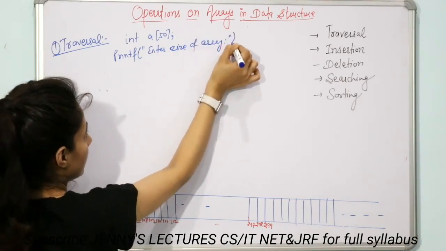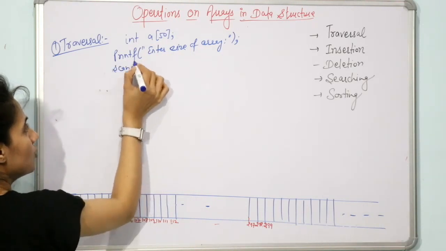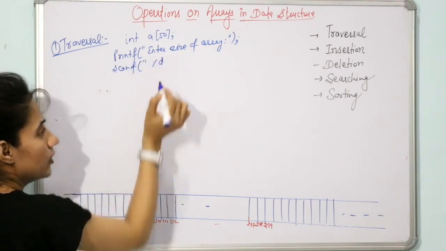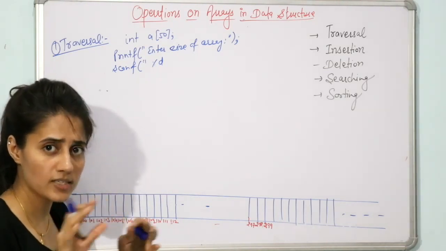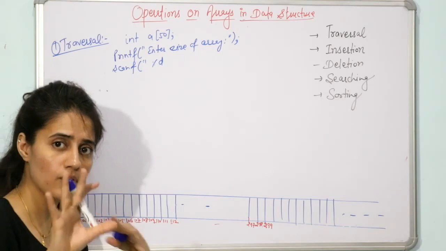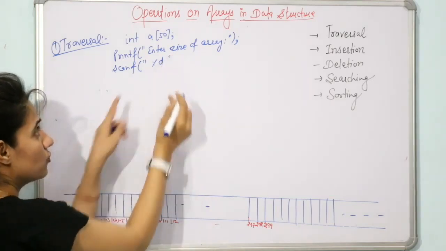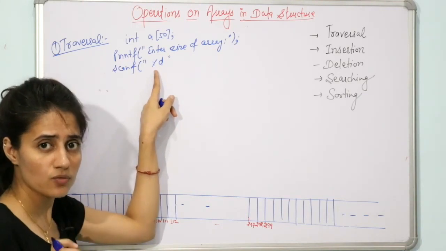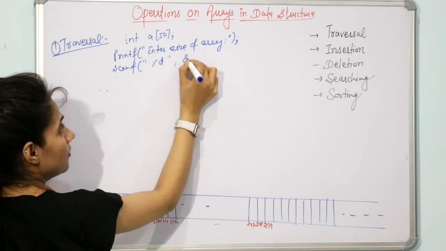Printf is a standard function that is used to print something on the output screen, and scanf is used to take input from the user. Now user will enter, suppose size is 5. I want to insert 5 elements only. So here you will write %d, because for integer the format specifier is %d, for float it is %f. So here you will write address of.